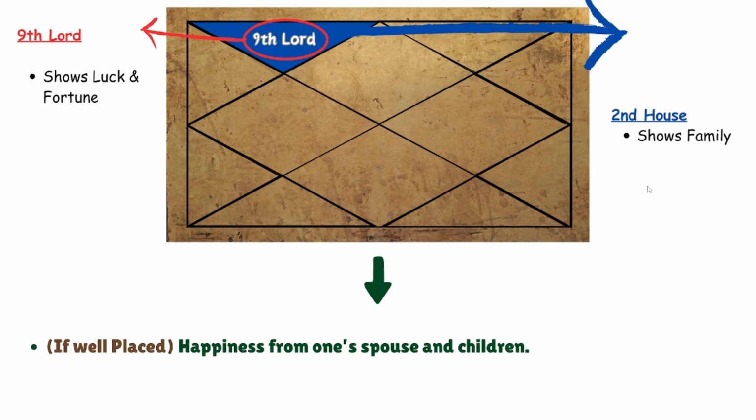Okay, again, we have not considered any other thing. We have not seen conjunction, aspects, etc. Okay, so how we add all these things, the results will change accordingly. But if we just see these placements only, then generally the family aspect of one's life is good, okay, if the placement is well placed.